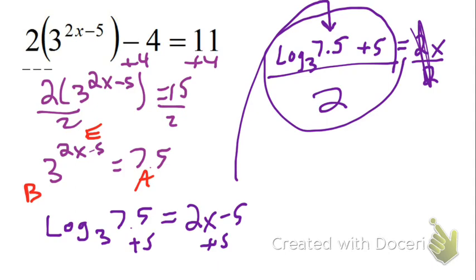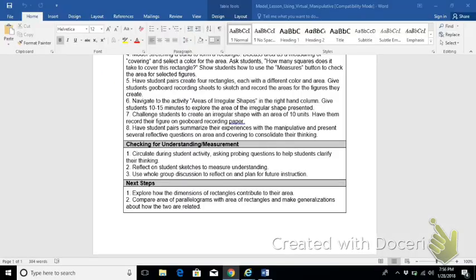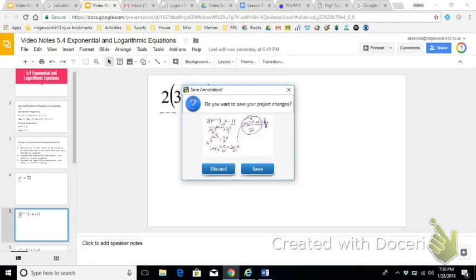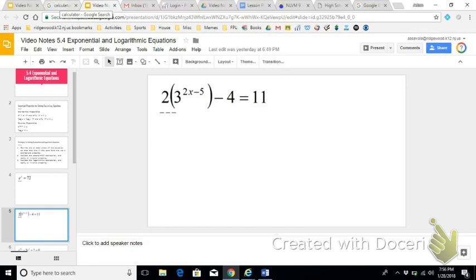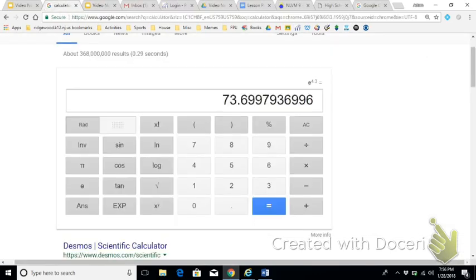And if we wanted to evaluate that on a calculator, on a TI-Nspire, you would just type that in. On any other type of calculator, we have to do the change of base formula, which would be the log of 7.5 over the log of 3, and then add 5 and then divide by 2. So we could check that again on our calculator. So it would be the log of 7.5 base 3. So on our calculator, that would be the log of 7.5.